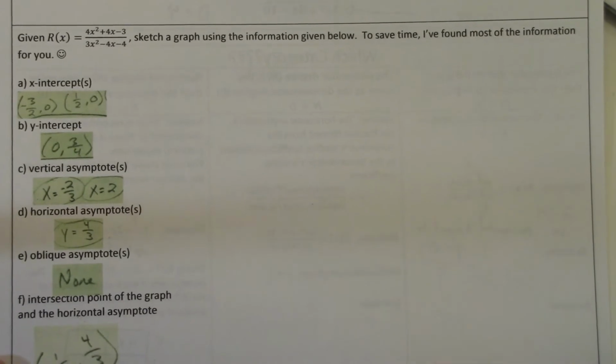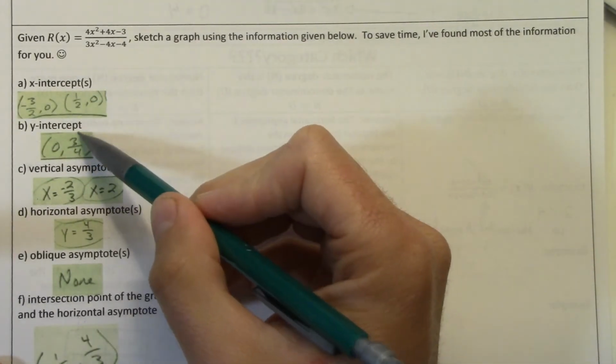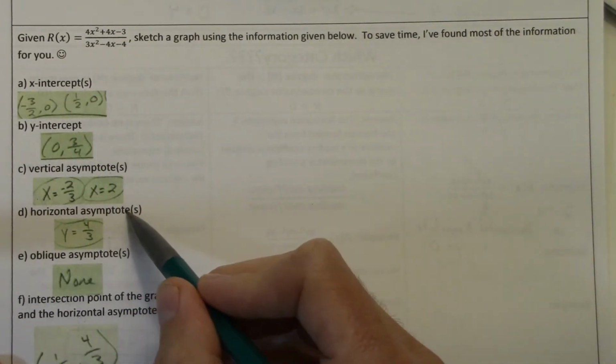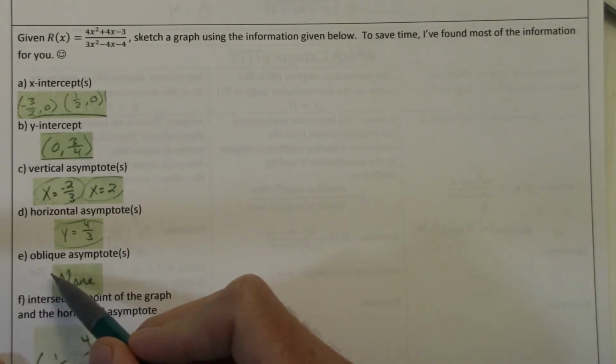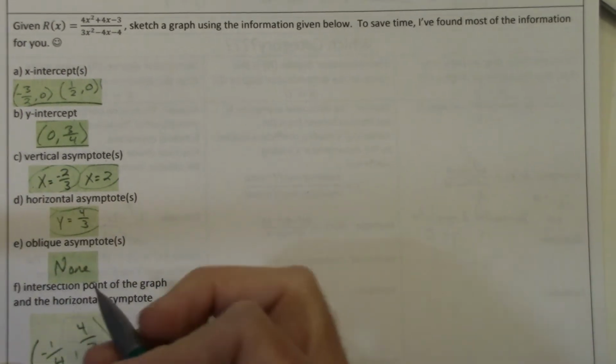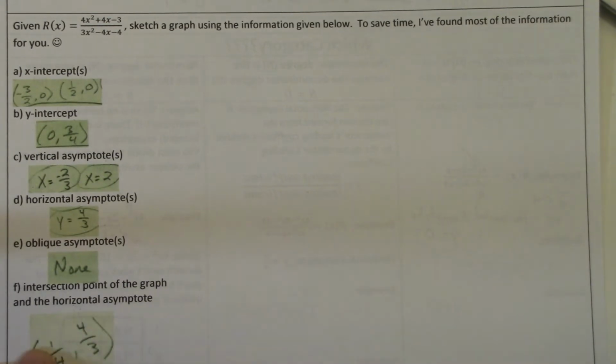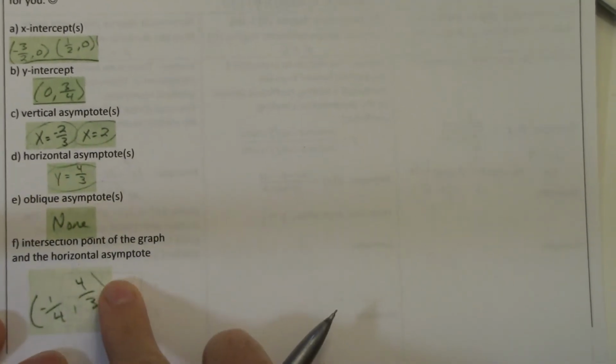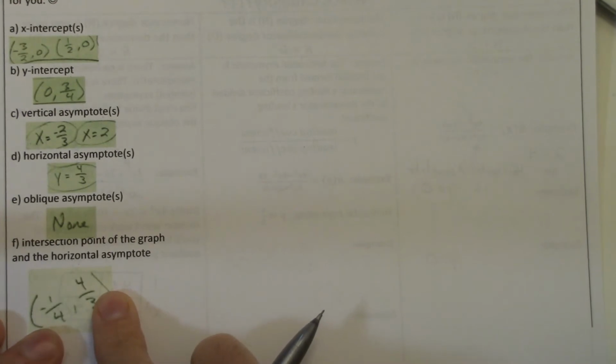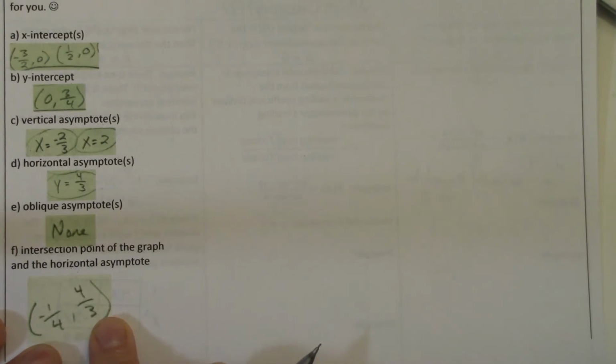There have been some other videos on finding x-intercepts, y-intercepts, vertical asymptotes. We just looked at horizontal. There isn't an oblique, and I'm going to omit that for now. And then there's this point of intersection thing. So I think I'd either give you this or omit this piece, but it is important for you to know that there is a possibility where a horizontal asymptote can cross the graph. It's the vertical ones that can't.